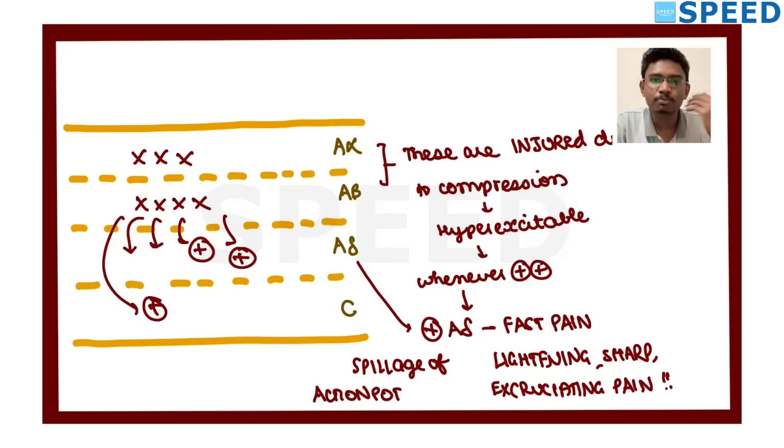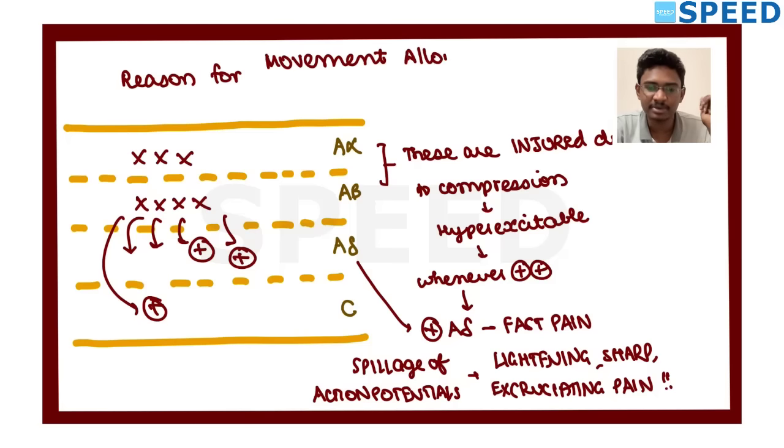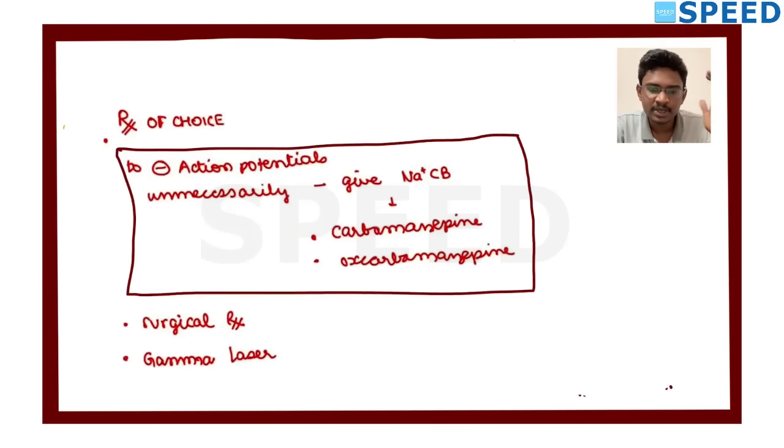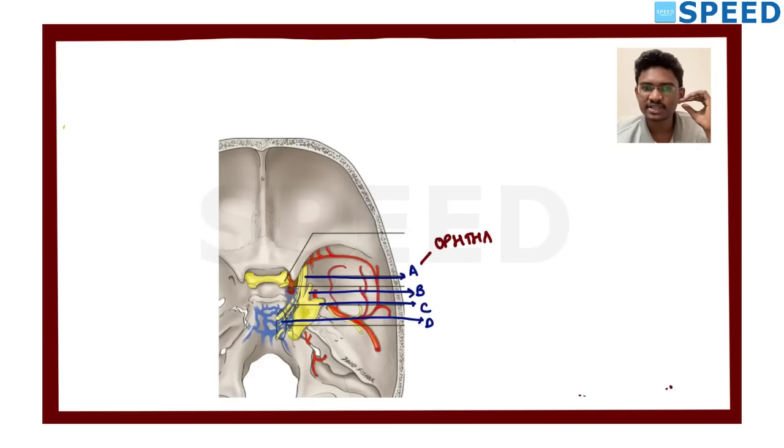So whenever we do some movement or whenever you touch the patient, tactile allodynia, movement allodynia, what happens is this A beta stimulation will fire the A delta also. This will cause sharp lancinating pain, and it lasts for only a few milliseconds. Because of stimulation of A delta fibers, this sharp lancinating characteristic pain of trigeminal neuralgia happens. Now, how to identify which structure is involved? See, in trigeminal neuralgia, the most commonly affected structure will be V3, which is the mandibular division. Next is V2, maxillary. Next will be ophthalmic.